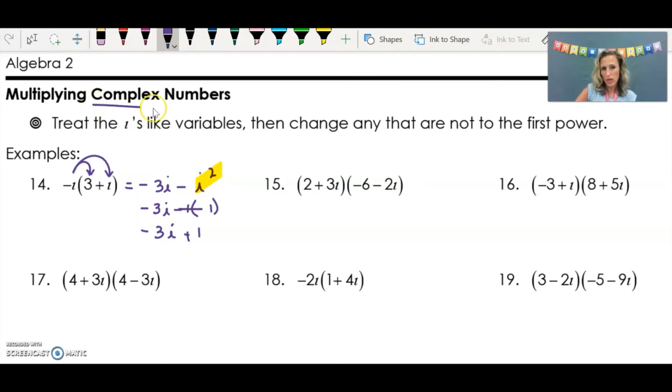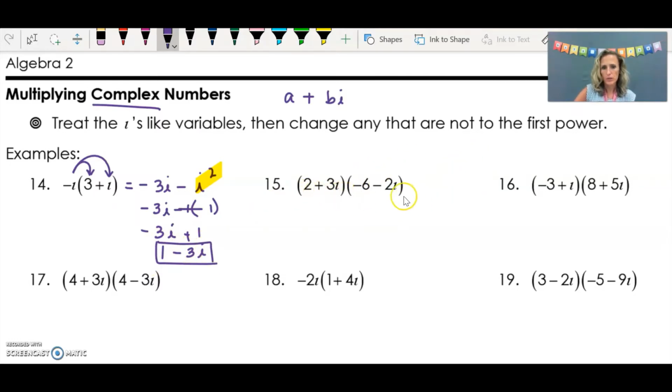Now technically complex numbers should be written with the real part first, so in the format of a plus bi, where the real part of the number is in the front and the imaginary part comes after. So technically we should rewrite this response as 1 minus 3i, although if you did it the other way I probably wouldn't count it wrong.